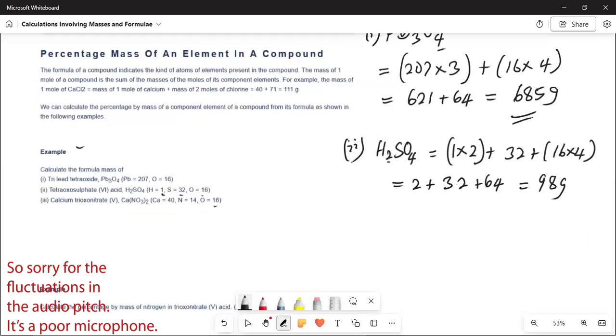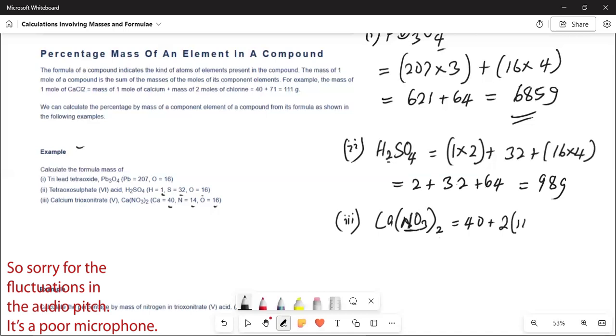Then the third one is calcium trioxonitrate(V). The formula is already given there, Ca(NO3)2. Calcium is 40, nitrogen is 14, and oxygen is 16. So that will be 40 plus, and this 2 here affects everything within the parentheses. That is, it affects nitrogen and it affects oxygen. Nitrogen here is 14, while oxygen is 16, however there are 3 atoms of oxygen there. Since the 2 affects all of them, let me put the 2 in front of the parentheses and then add the masses of the atoms first before multiplying the result by the 2.